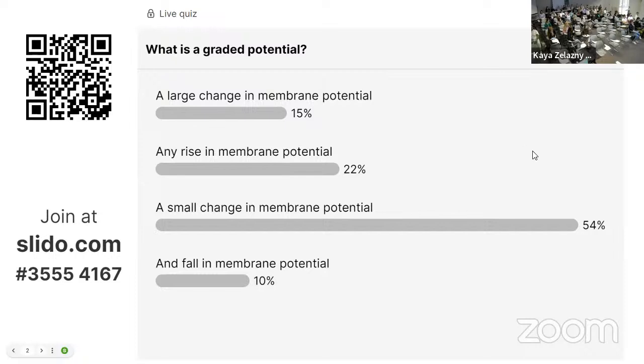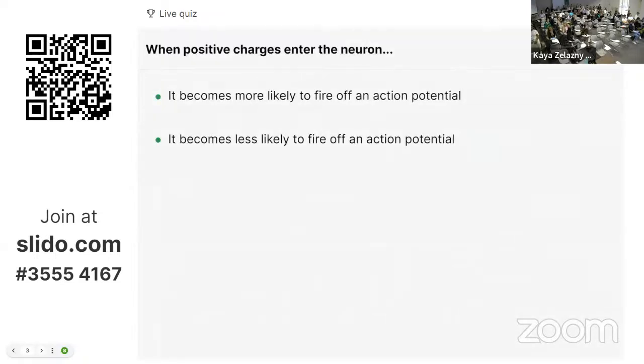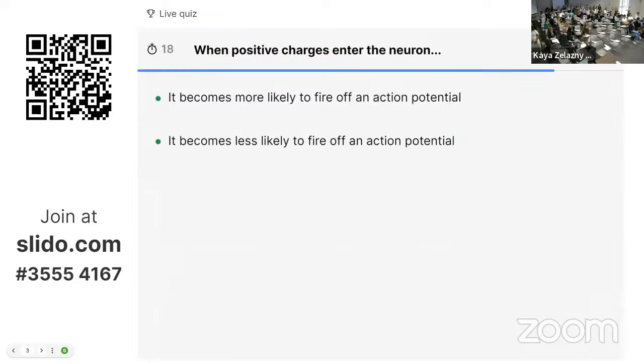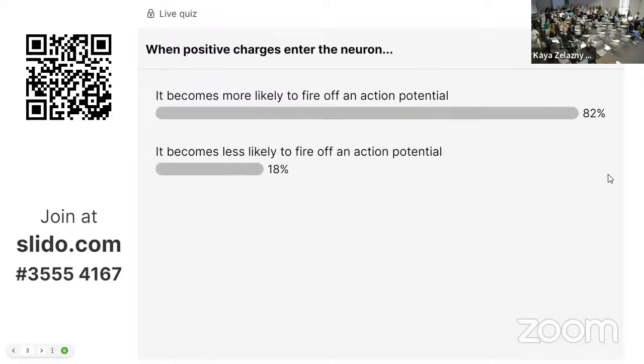So yes, a graded potential is a small change in the membrane potential. This was when we were talking about stimuli coming in, the dendrites, the cell body, making small changes to that charge inside the cell, separating it off from our action potentials, which are large.